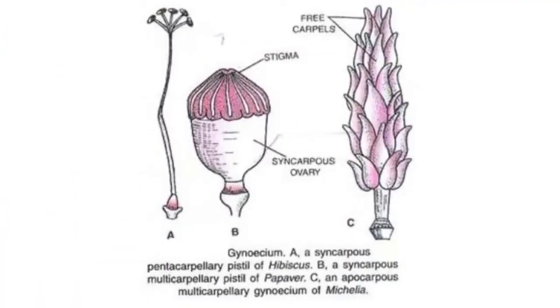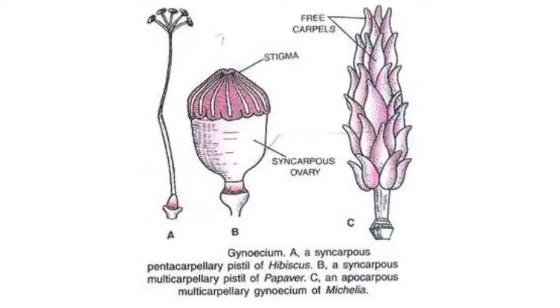The pistil or the gynoecium, which represents the female gametophyte, can produce one carpel, two carpels. When it is one carpel, it is known as monocarpellary. When I say two, it is bicarpellary. When I say three, it is tricarpellary. When I say many or multiple, you can say it as multicarpellary.